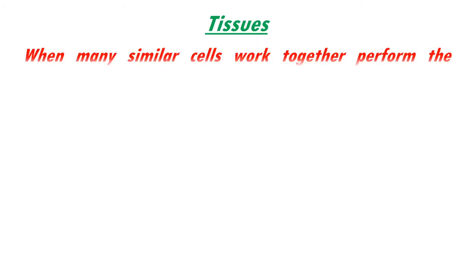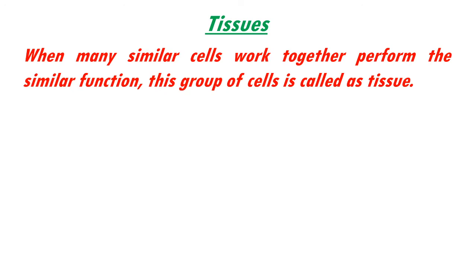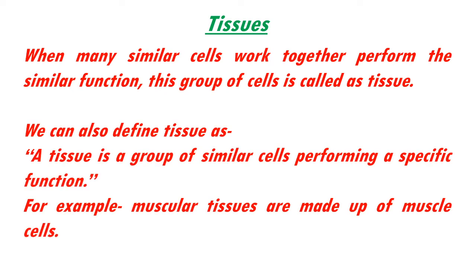Students, in an earlier chapter we studied about the cell and its structure. We know that a cell is a structural and functional unit of living beings. Now we will study about tissues. What is a tissue? When many similar cells work together to perform a similar function, this group of cells is called a tissue. We can also define a tissue as a group of similar cells performing a specific function. For example, muscular tissue is made up of muscle cells.